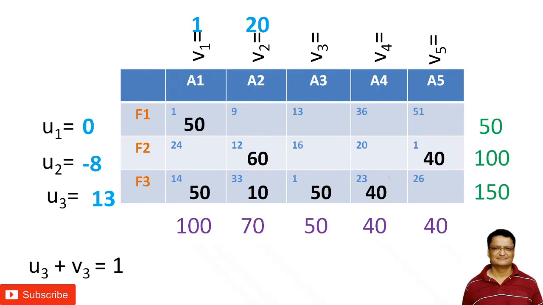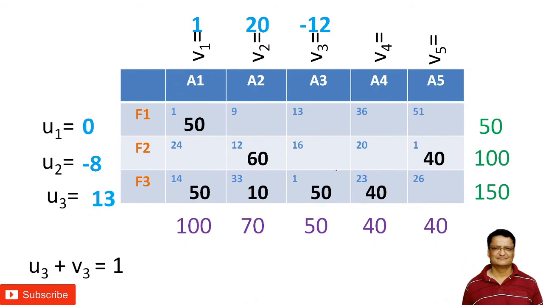Now I will go to this cell because I already know the value of u3, right? So how can I write down the formula? u3 plus v3 is equal to 1. So what is 1? This 1 is the corresponding value of the unit transportation cost. So u3 I know is 13, right? And I can calculate v3. So v3 will come as minus 12.